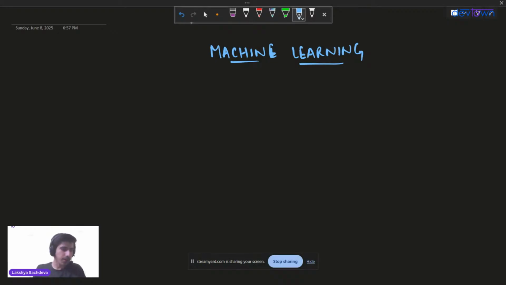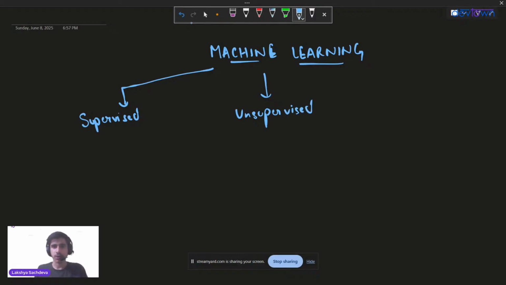Sir, what are the types of machine learning then? There are basically three types of machine learning: supervised, the second one is unsupervised, and the third one is reinforcement. We have discussed the basic definitions of supervised and unsupervised. We haven't discussed reinforcement because it comes in the advanced portion of machine learning.